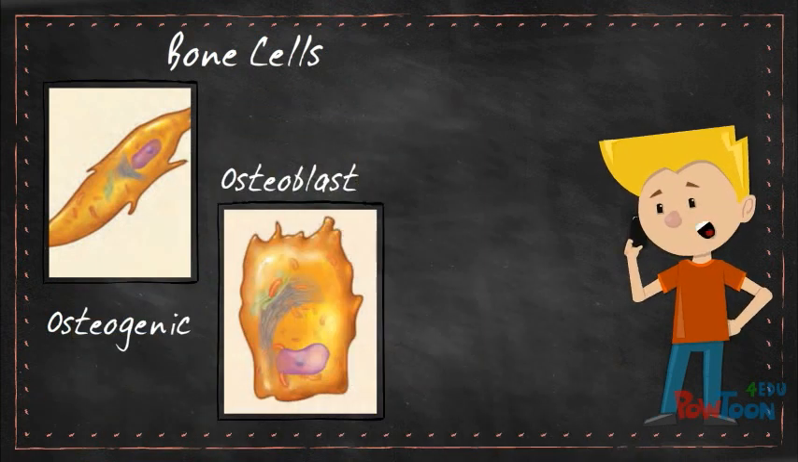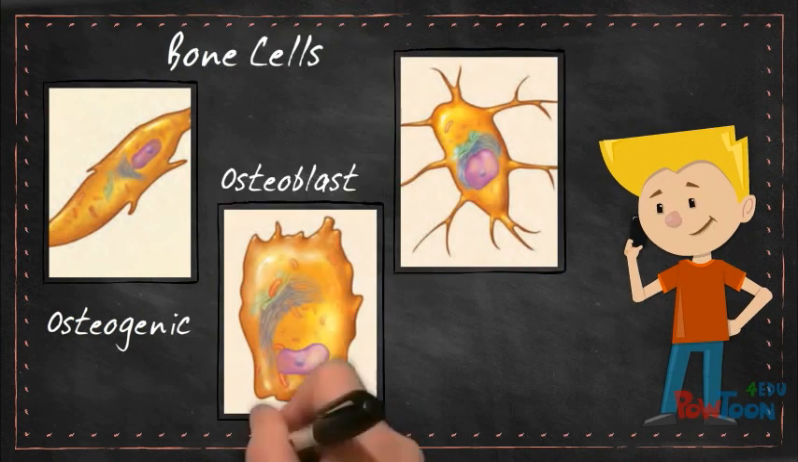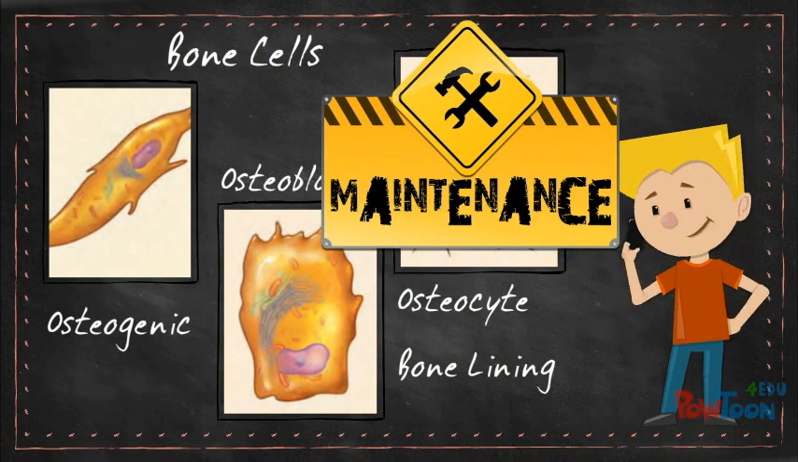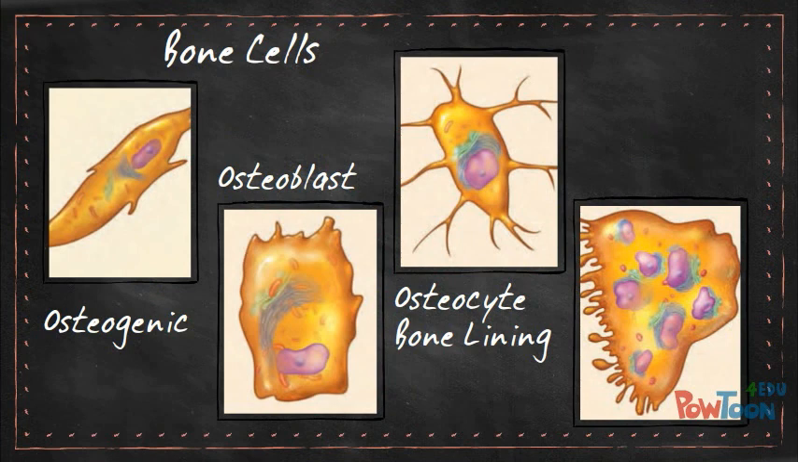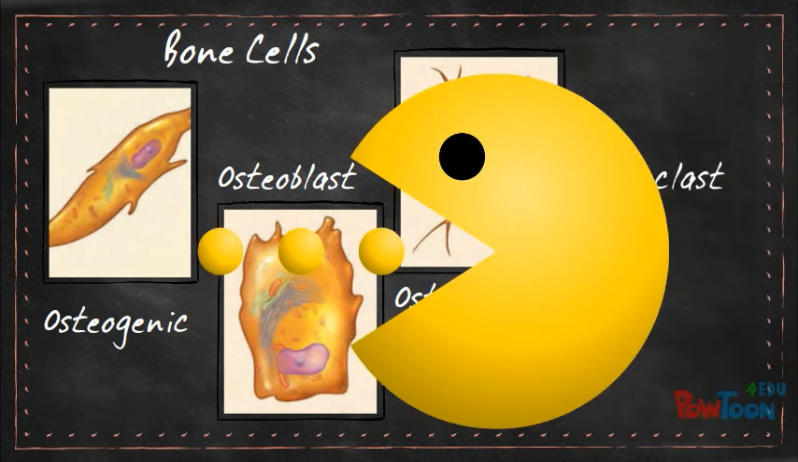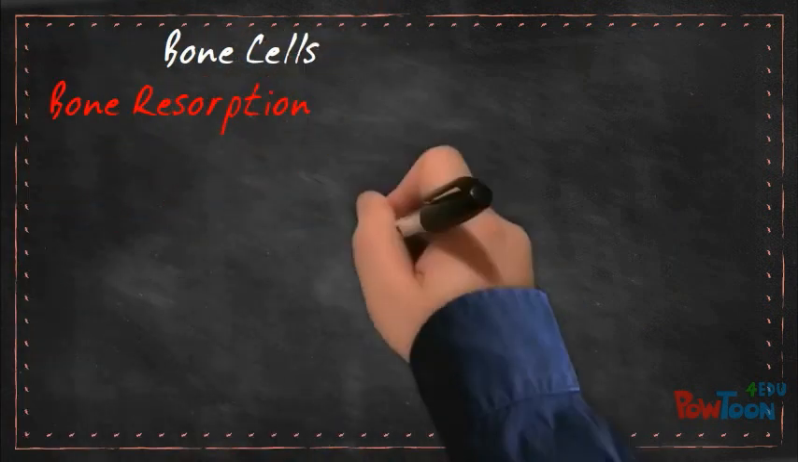Osteoblasts, these are the bone builders making collagen and bone salts. Osteocytes and bone lining cells are the maintenance workers maintaining the bone matrix. And osteoclasts are the demolition guys who come in, break down, and pac-man the bone tissue that is not needed or damaged in a process known as bone resorption.